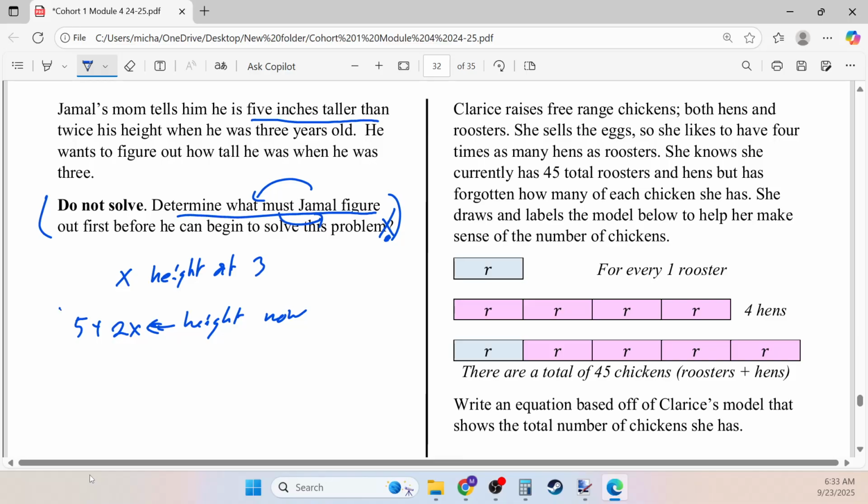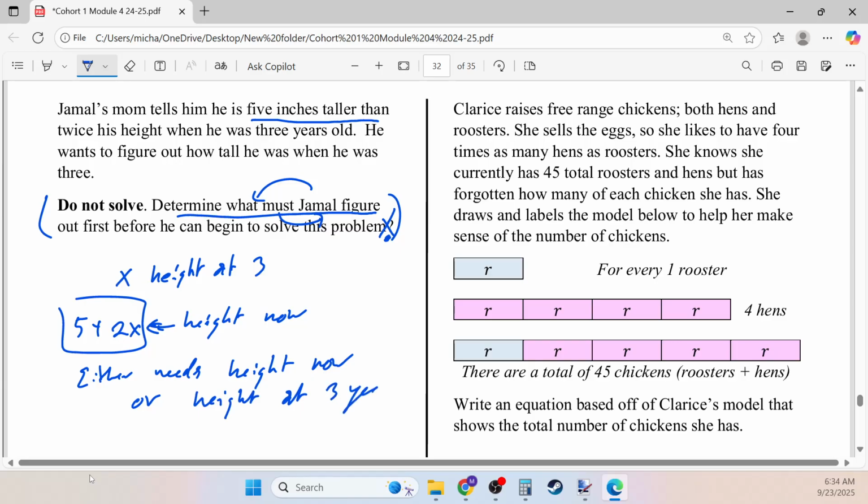Okay, so this is his height now. If he knows how tall he is now, we can solve, or if we know how tall he was at three, we can solve. Either way, he needs to know the height now or the height at 3 years old. If he doesn't know one of those things, he can't find the other. But if we knew one of those things, we could plug in that value and find the other.